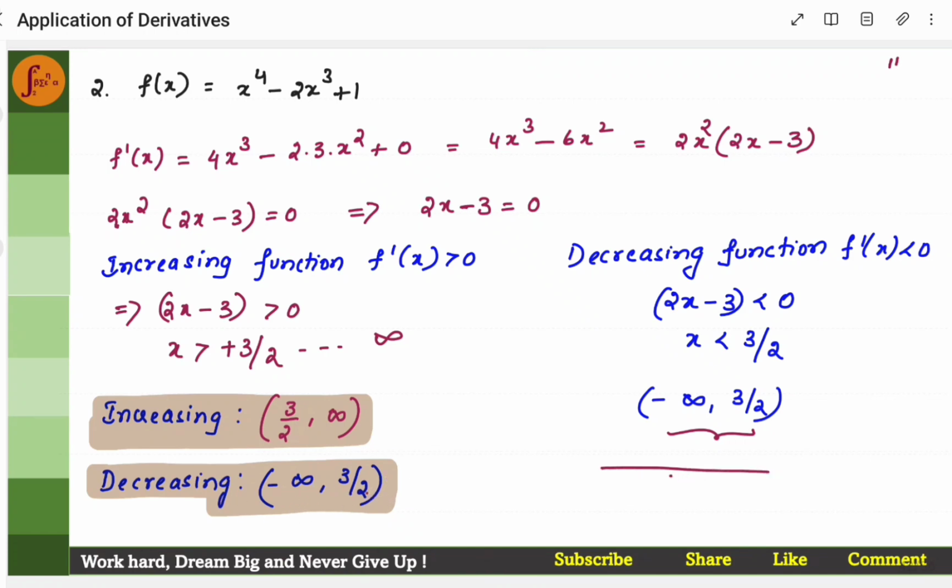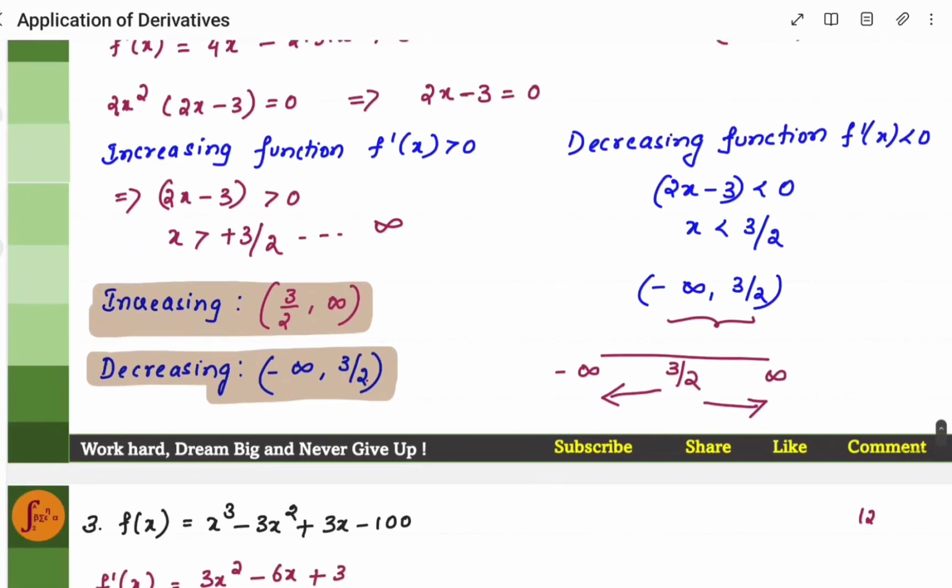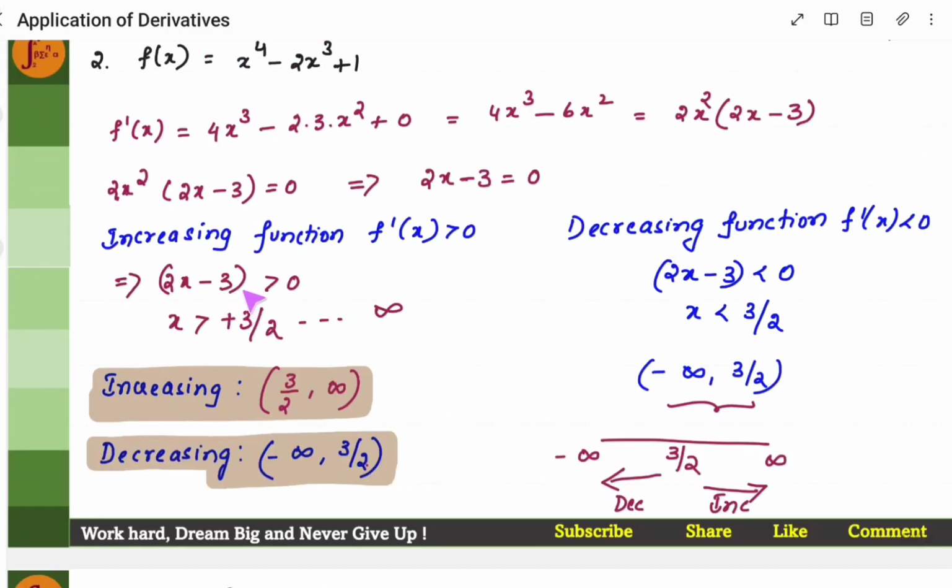So, basically you can imagine like this, 3 by 2, this is minus infinity, this is plus infinity. Anything greater than 3 by 2, that is this side, it's increasing. Anything less than 3 by 2, that is this side, it is decreasing. This is decreasing, this is increasing. Since there is only one term here and there is only one value of x, you don't have to use any wavy curve method, it is simple here.